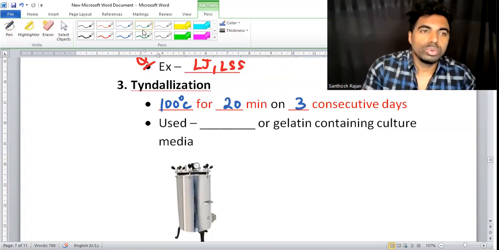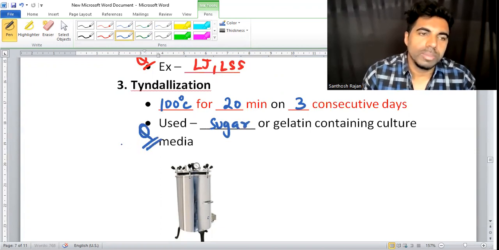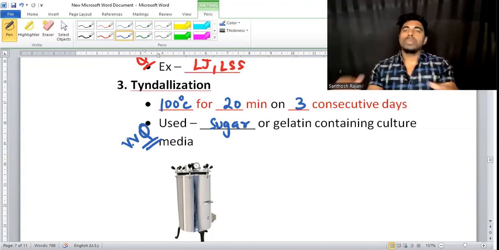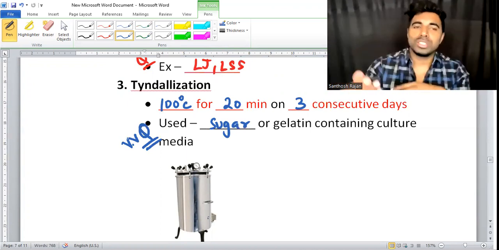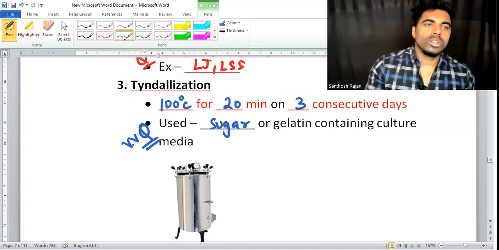Everything is killed. It is used for which type of material? Heat sensitive material like sugar or gelatin containing material. So for heat sensitive material, which is the best one? Tyndallization. Of course, inspissation is also right, that is also not a problem. Inspissation and tyndallization are all the same, only the temperature and the time are different. All for 3 consecutive days. Okay, that's it for tyndallization.